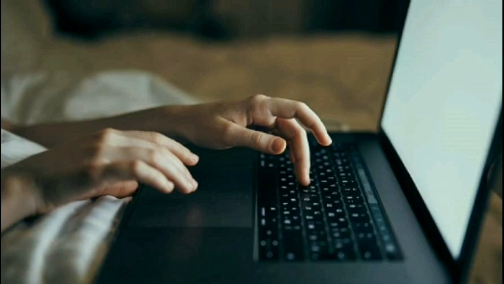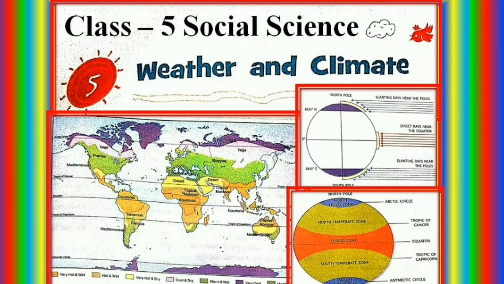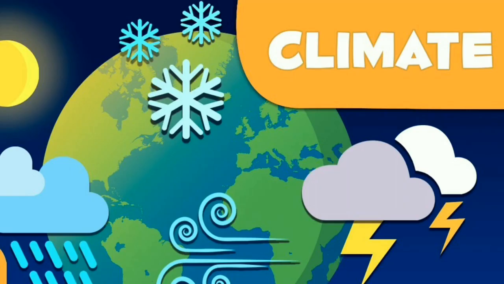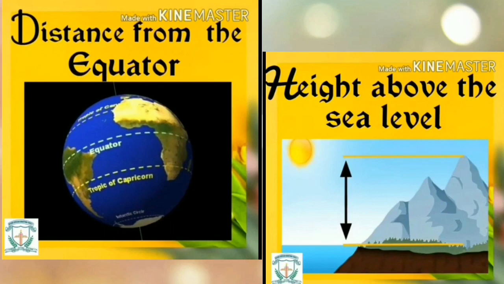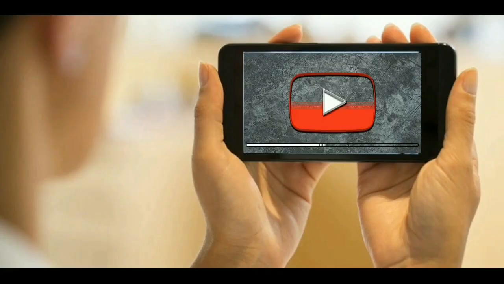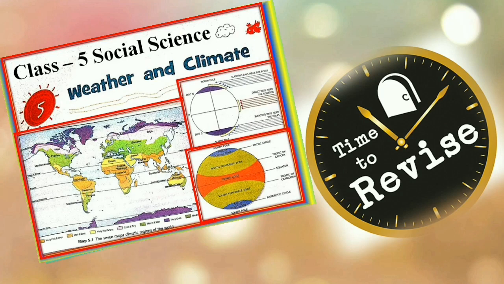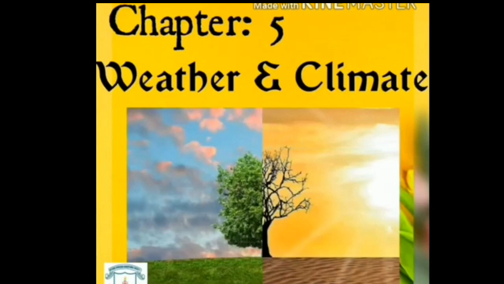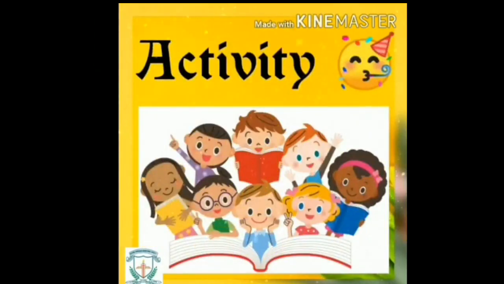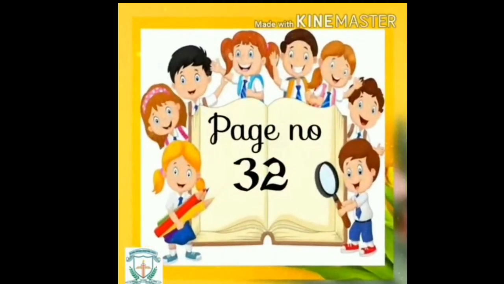During the online classes, lesson number 5, Weather and Climate, we learnt about climate and the factors that influence climate, like distance from the equator and height above the sea level. Now, through this video, let us revise and learn about the same. Before we start the lesson, we have an activity to complete on page number 32.